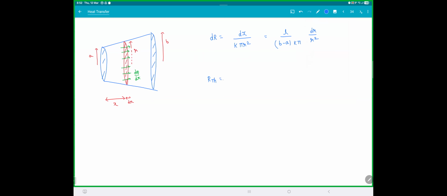You'll get R thermal is equal to L by pi K (B minus A) integral dr by r square. Limits will go from A to B. Solve this. You'll end up with L by K pi AB. You should definitely remember this is a Mains level equation, not the integration. The result is a Mains level equation. It has been popped up multiple times.